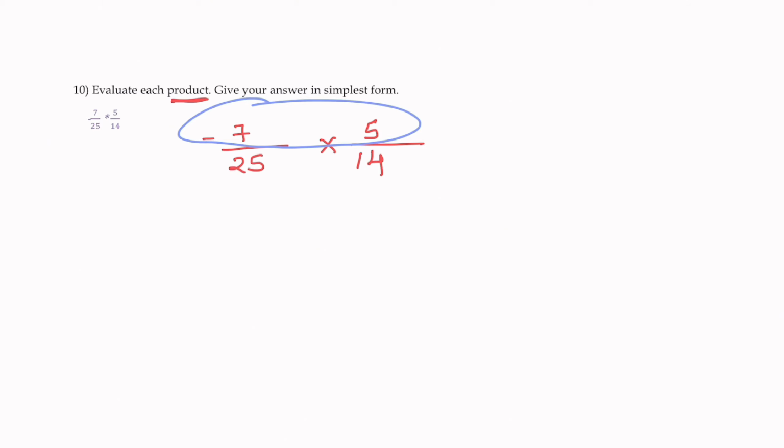So 5 and this, right? 5 times 5 gives us 25. So we cancel that. And this is 7 times 2 gives us 14. And that's how you get your answer to be 1 over 10. But remember, we have one negative sign over here. So we are going to put a negative sign here.